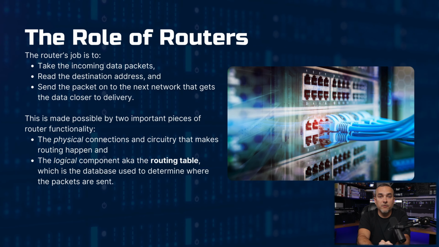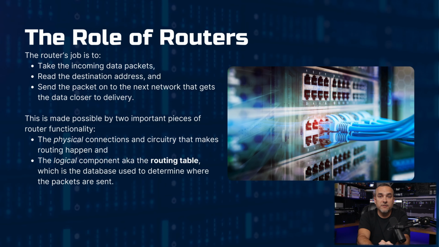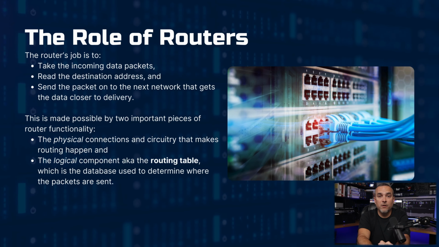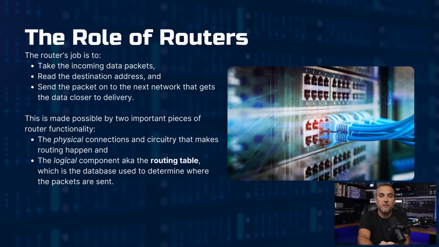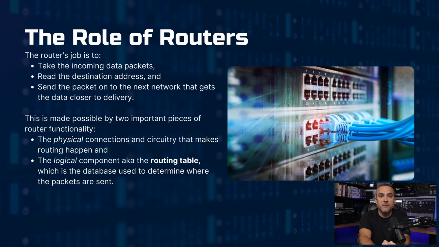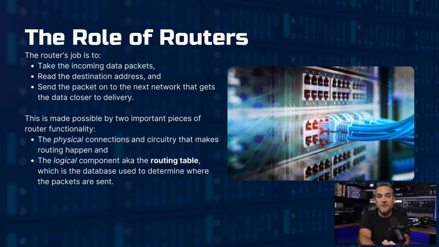This is because routers play a huge role in intra-network communications by taking incoming data packets, reading the destination address, and then forwarding those packets to the next network to bring the data closer to its delivery. This functionality is enabled by two key aspects of routers: the physical connections and the circuitry that facilitates routing, and the logical routing table, which is a database used to decide where the packets should be sent.